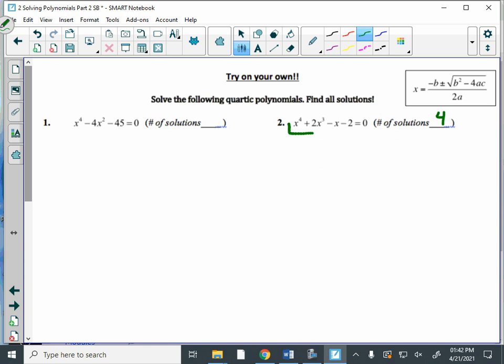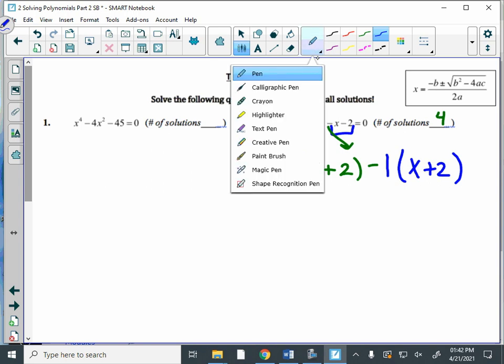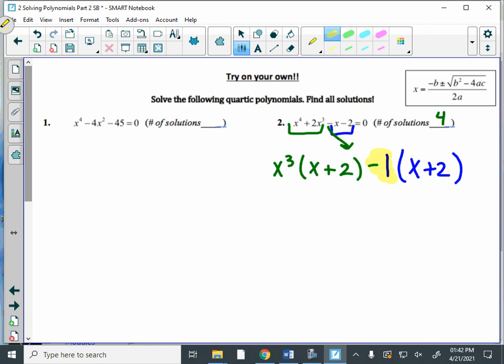So I'm going to group the first 2 together and group the back 2. My GCF from the first group is x cubed, and I'm left with x plus 2. Bring down that minus sign. My GCF between x and 2 is 1. And whatever your first parenthesis is, that's what your back parenthesis is going to be. Again, the sign changed because technically your GCF is negative. It's a negative 1. So whenever your GCF is negative, it changes your signs to the opposite.